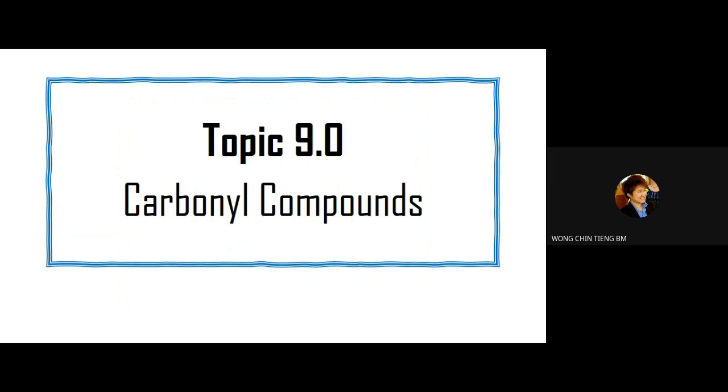So carbonyl compound over here. The first thing when you hear the word carbonyl compound, what comes into your mind? Aldehyde, ketone. Selain daripada tu, C double bond O. Your C double bond O should be the first thing that comes into your mind when you hear the word carbonyl compound.